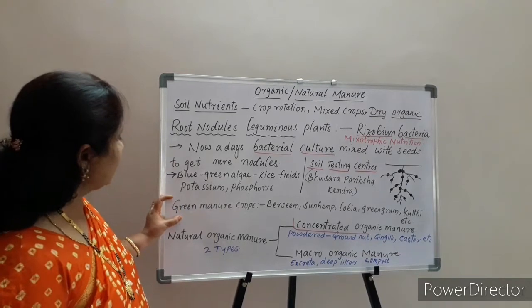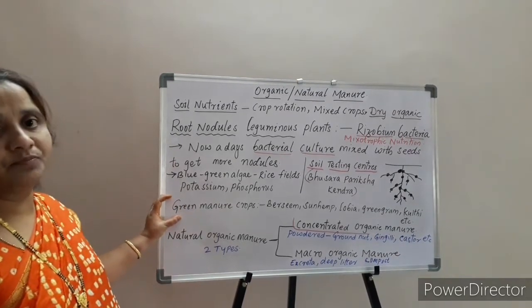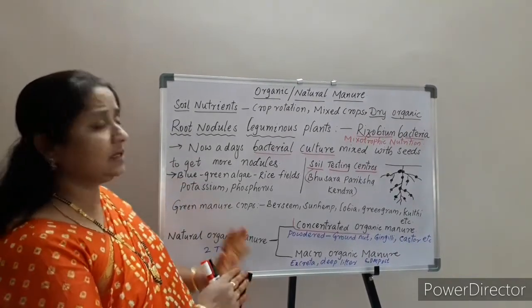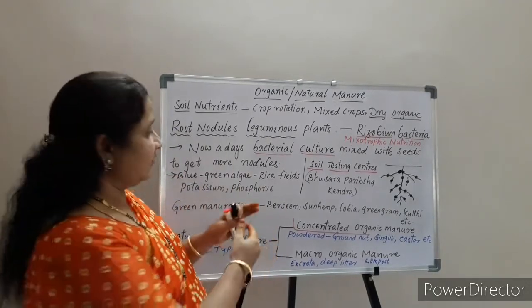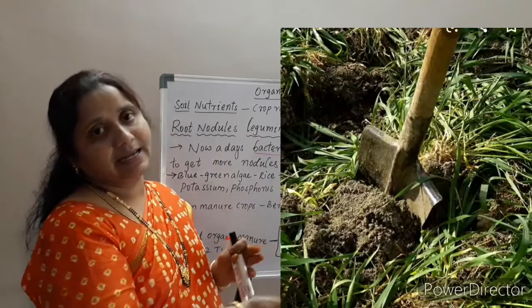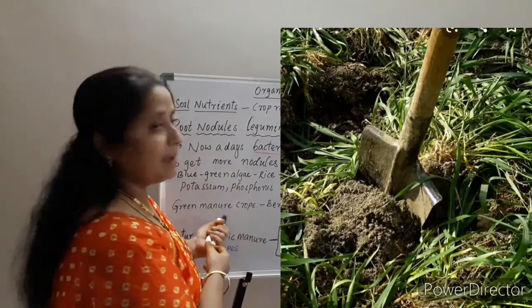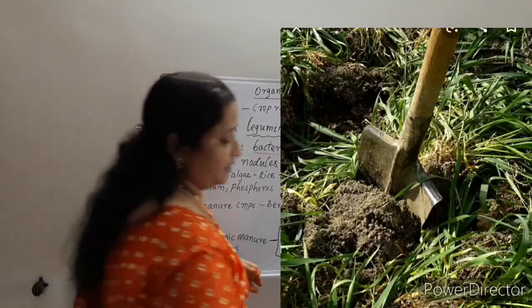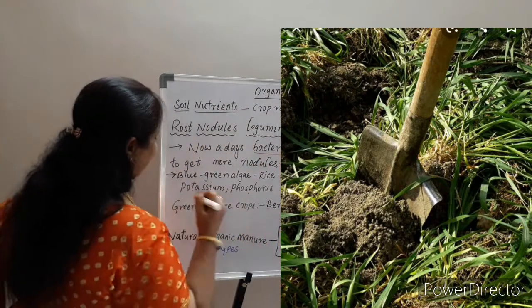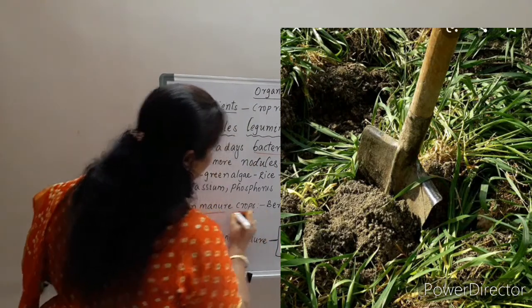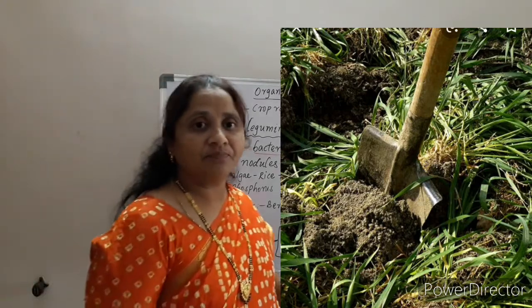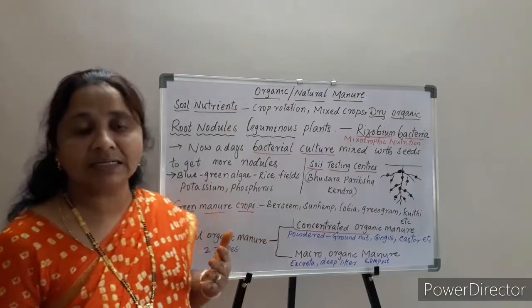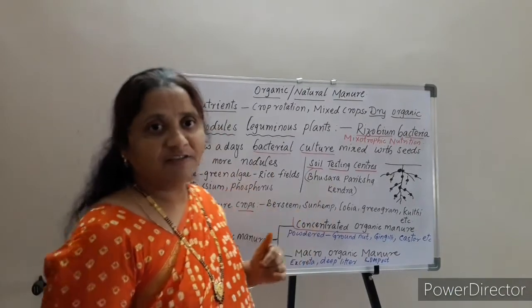And the next one is green manure crops. Green manure crops also increase the fertility of the soil. Plowing these plants back into the field is called green manure. If green manure crops are not available, we can even collect the green leaves of different plants like neem, and even leguminous plants, and spread them in the fields.